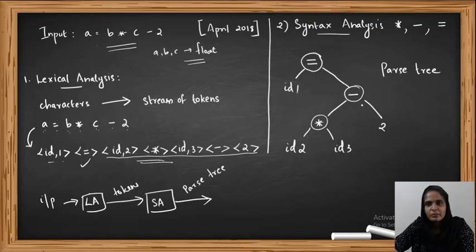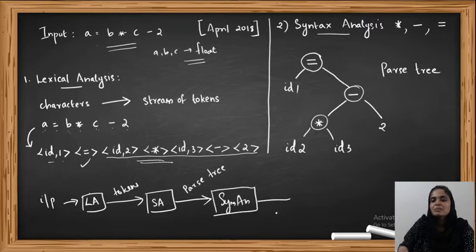Now this parse tree will be fed to the third phase of a compiler, that is the semantic analysis phase. Semantic analysis. And what will be the output of a semantic analysis phase? It will be a parse tree itself, but that parse tree is known as annotated parse tree. So what's the difference between a parse tree and an annotated parse tree? In case of annotated parse tree, we'll be verifying the type of each identifier.